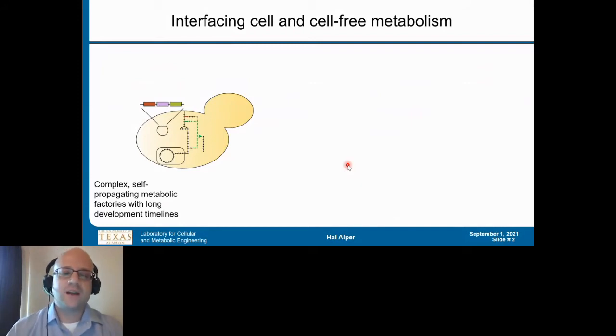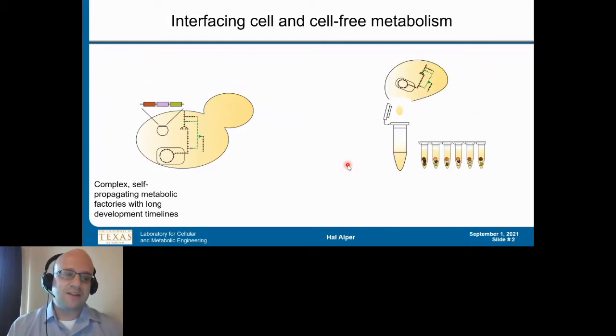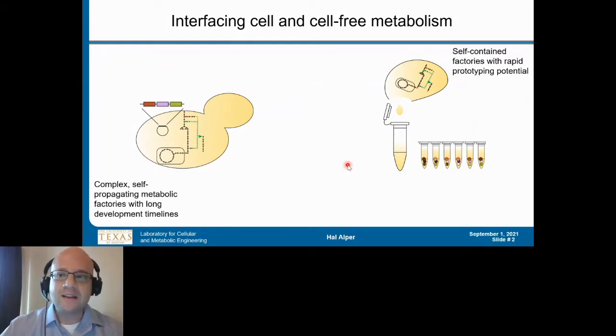On the flip side, if we took that cell, opened it up, spilled its guts into a tube, we have these cell-free based systems. And in these systems, we can actually do metabolism. We can utilize the fact that these are self-contained catalytic factories that have the ability to be rapidly prototyped, meaning we can mix and match. We can do things in terms of the chemistry, in terms of additives, that we wouldn't necessarily be able to do with a whole cell that needs to maintain viability.